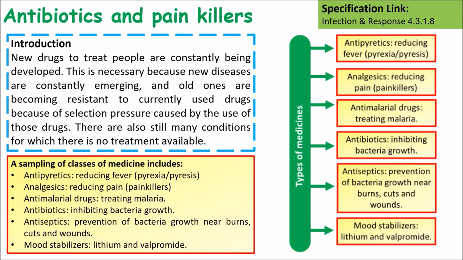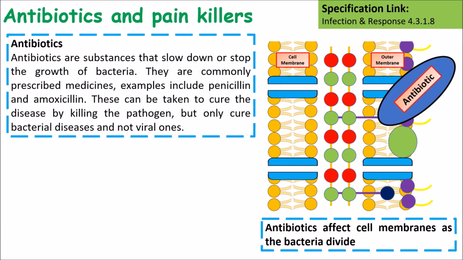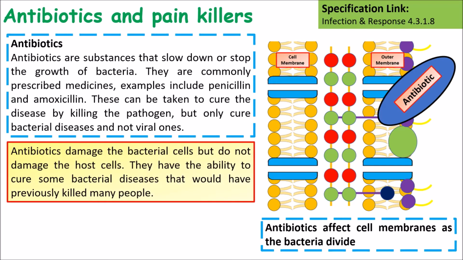There are a range of different types of medicines. We have analgesics, antimalarial drugs, antibiotics, antiseptics, mood stabilizers, the list goes on. Antibiotics are substances that slow down or stop the growth of bacteria. They are commonly prescribed medicines, and examples include penicillin or amoxicillin. They can be taken to cure the disease by killing the pathogen, but only cure bacterial diseases, not viral ones.